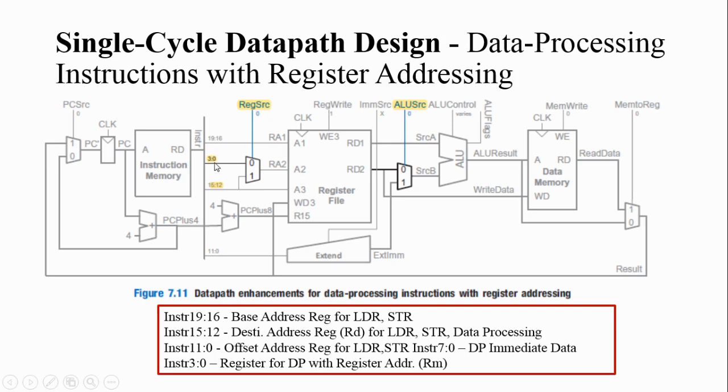Why? I am going to read the second operand through A2. I am going to write the destination in A3. Previously it was not like that, right? So the first operand will be going through bits 16 to 19 to A1. The second operand register you should connect to A2.